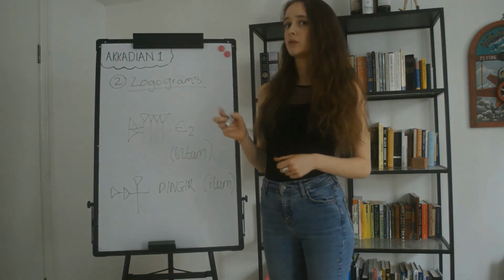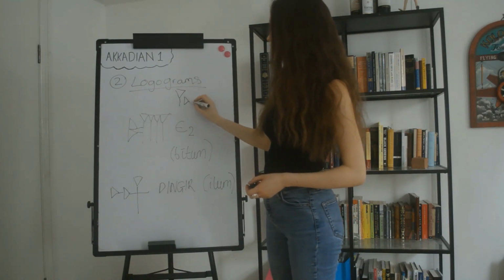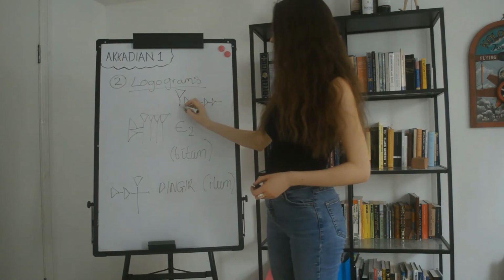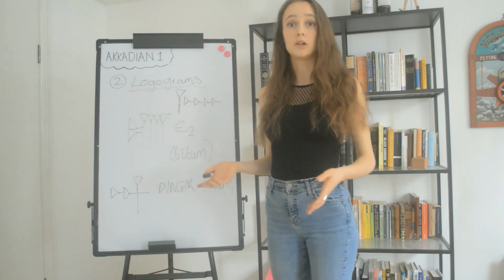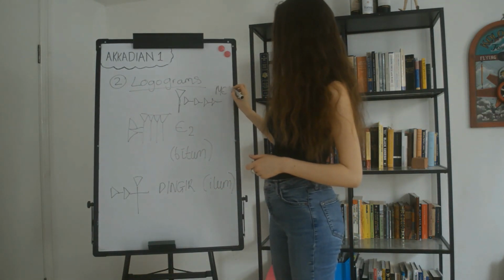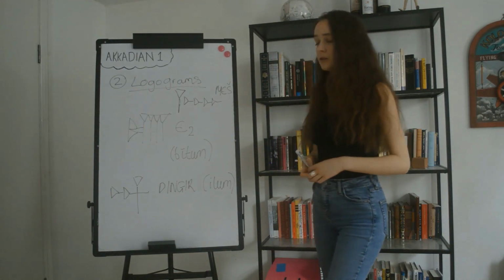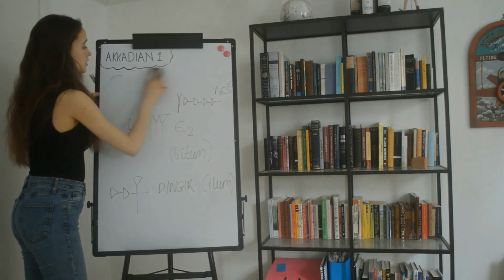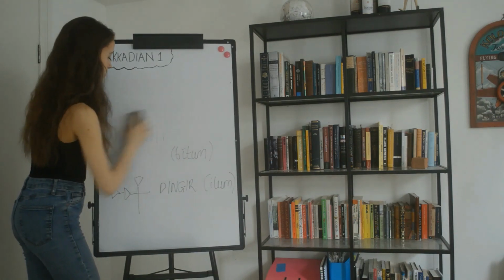Logograms can also be representing grammatical elements, so it doesn't necessarily have to be a word. This sign here is a plural marker. So it just means that if you see the sign, whatever preceded it is a noun in the plural. And the sound value which accompanies this sign is MESH, all in uppercase. So that's everything to note about logograms, which brings us to our last category of determinatives.